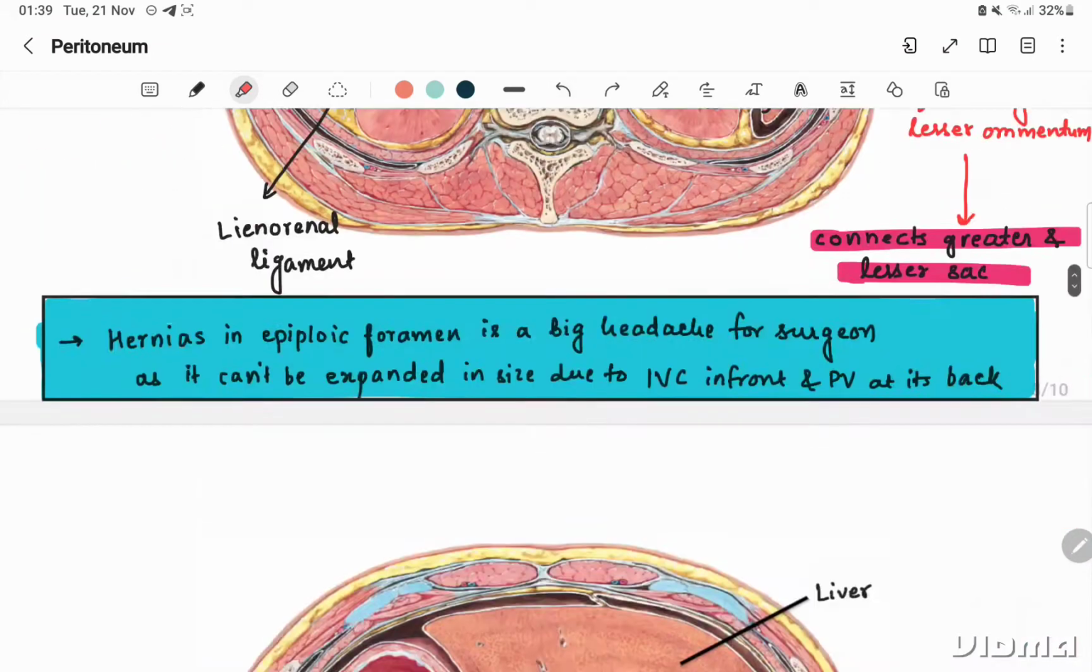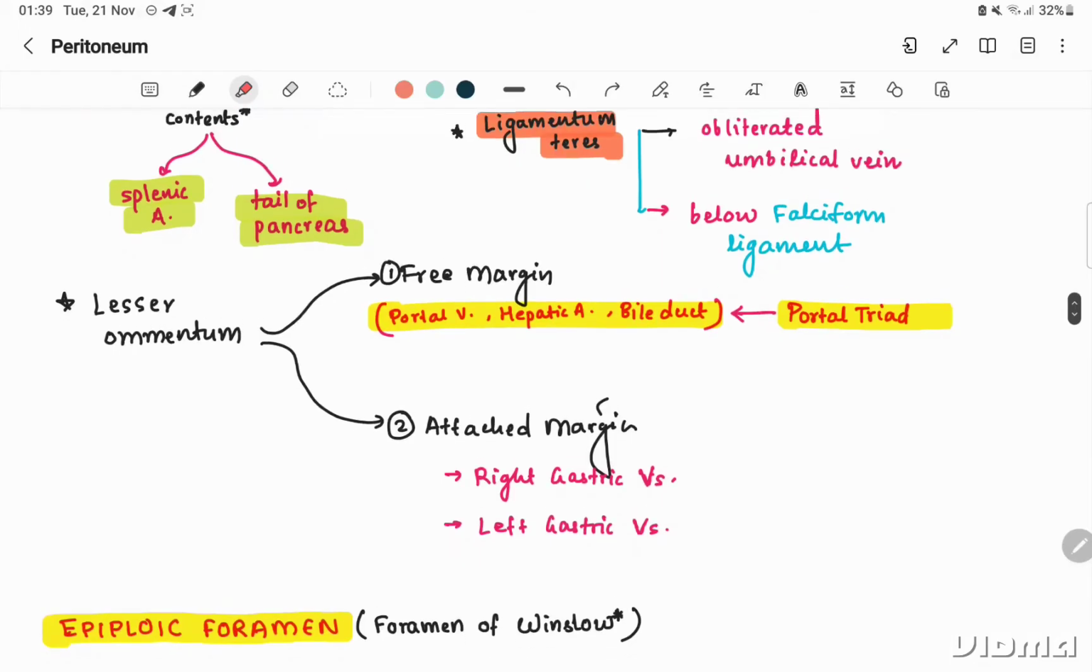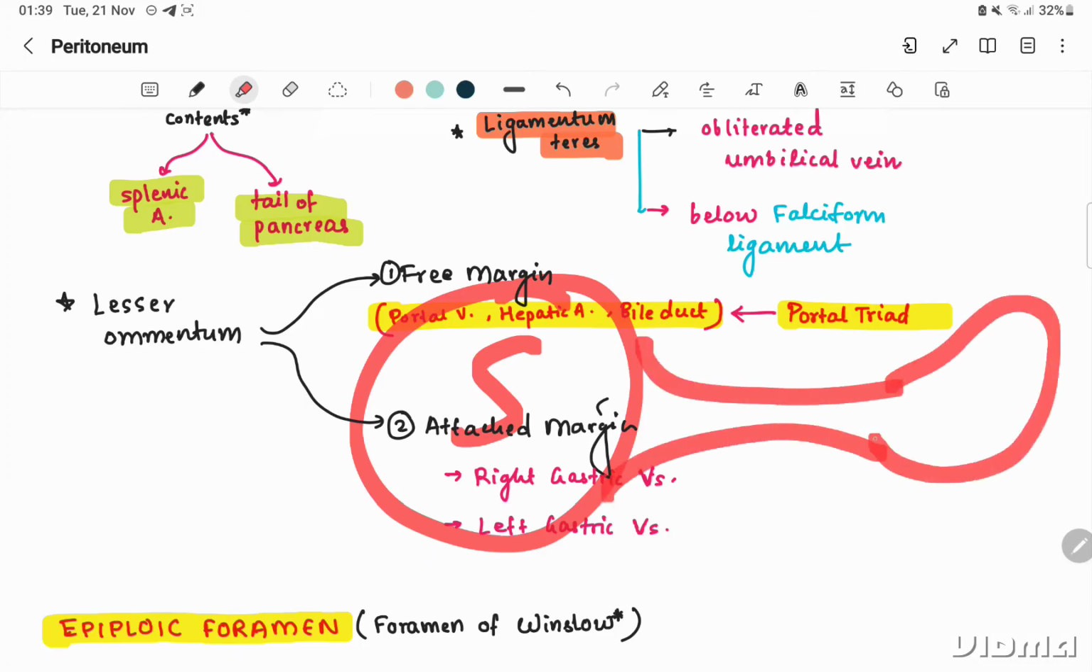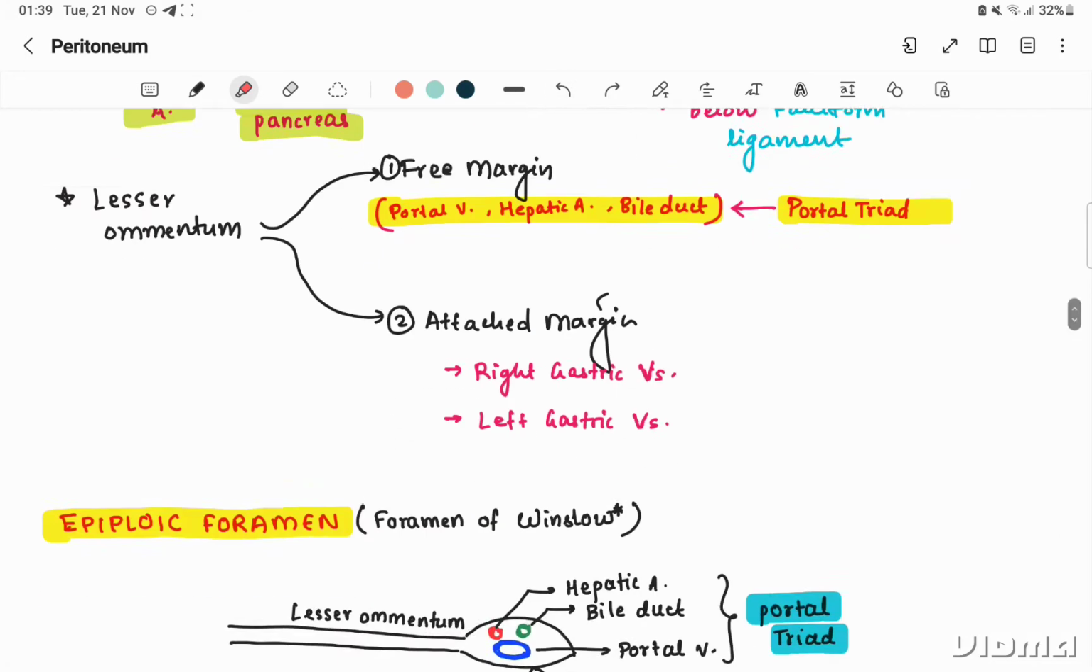If you look well, you can easily appreciate the structures. The stomach was there like this, and this is the attached margin and this is the free margin. The free margin contains the portal triad, having the portal vein, hepatic artery and the bile duct, and the attached margin has the right gastric vessels and the left gastric vessels. Understood? So this is about your lesser omentum.